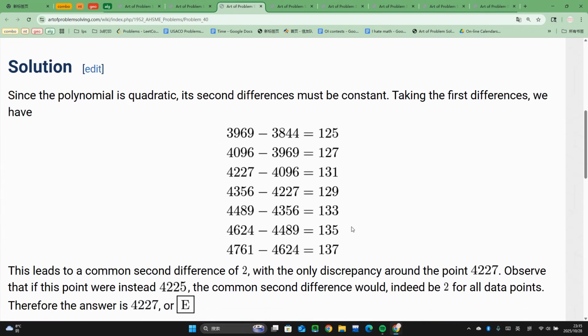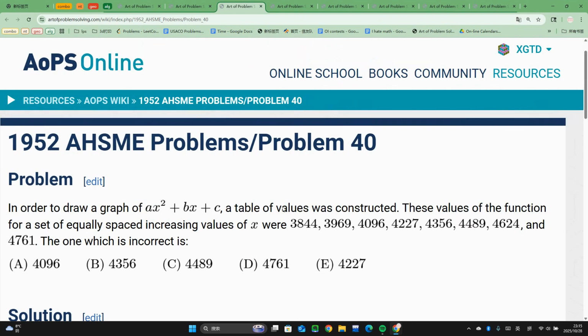So this point would not work since it's 4227, but if it was 4225, the common difference would be, what is it? Yeah, correct. It will be 125, 127. This will be 129, this will be 131, and this will be 133, and that would work. So 4227 is the incorrect one, giving our answer E.